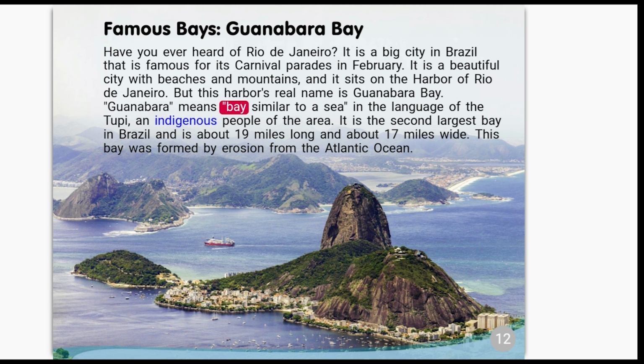Guanabara means bay similar to a sea in the language of the Tupi, an indigenous people of the area. It is the second largest bay in Brazil and is about 19 miles long and about 17 miles wide. This bay was formed by erosion from the Atlantic Ocean.